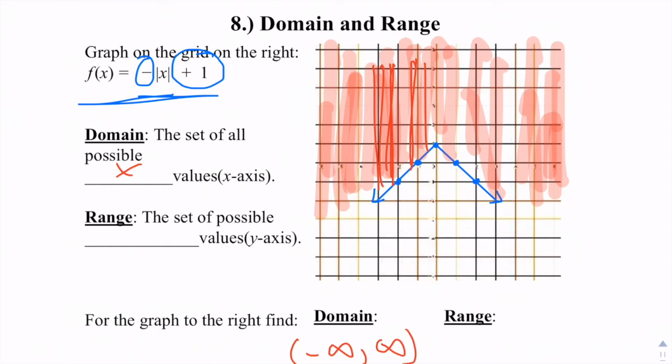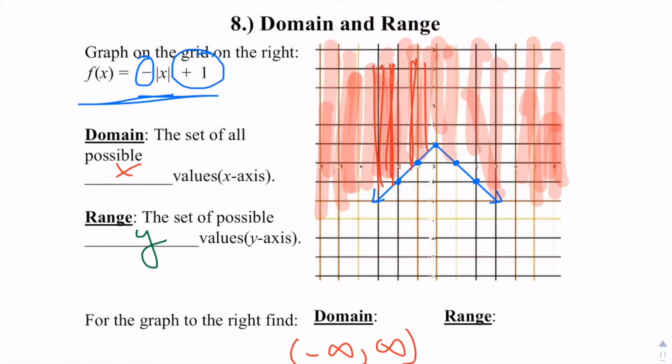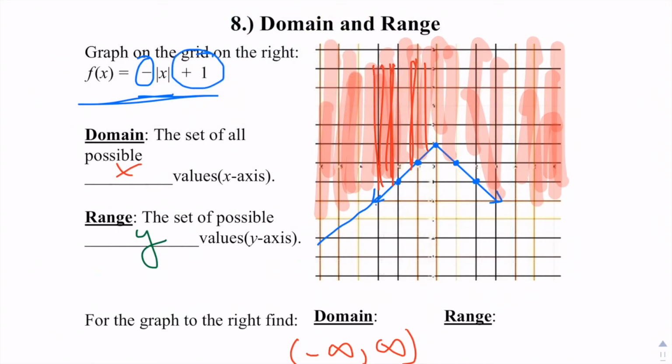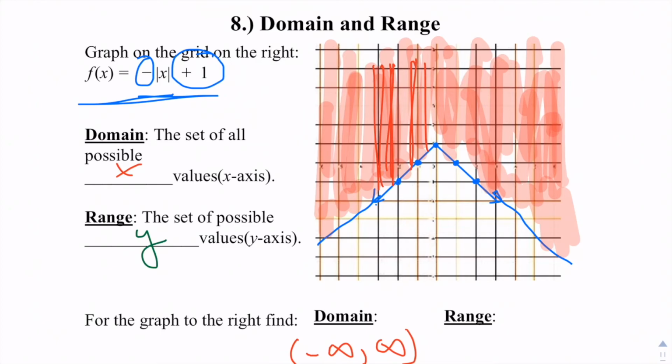Now let's talk about my range. So my range is the set of all possible y values. So when I come over to my graph, let me extend these lines a little bit more so that you can see it. So this line will come this way and this line will come this way. So now when I'm working with my range, I can do all my possible y values. Again, these lines go on forever, so I'm going to hit all of these y values.